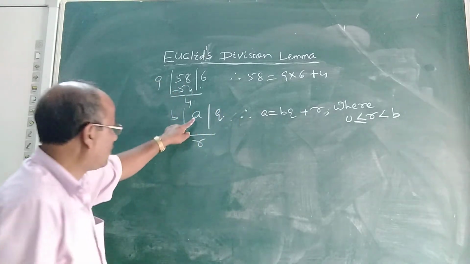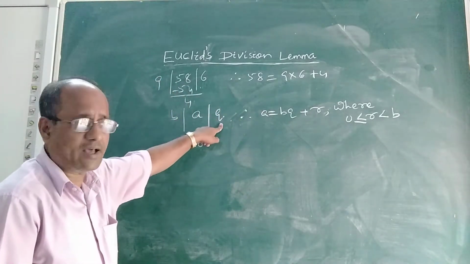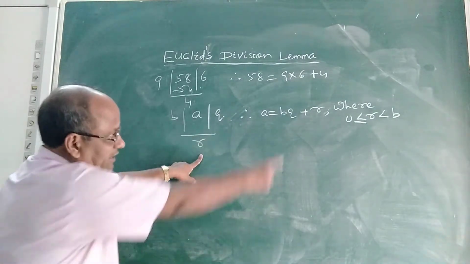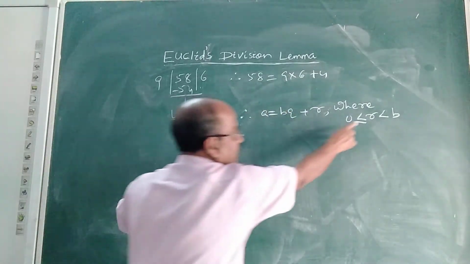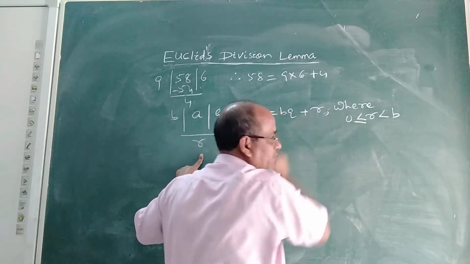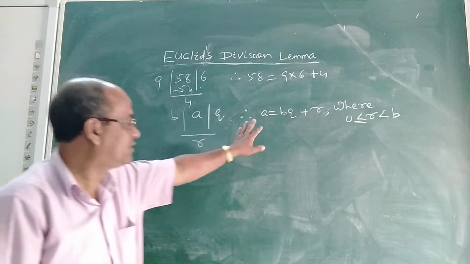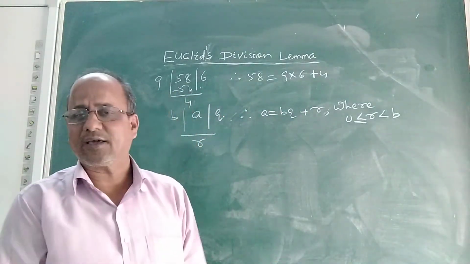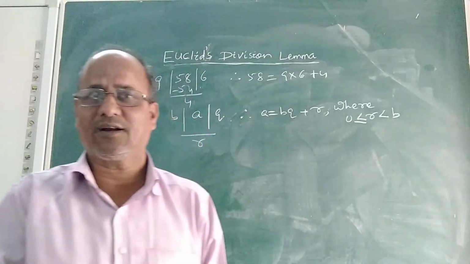That means on dividing a by b, if the quotient is q and the remainder is r, this r must satisfy that relation. It should be less than the divisor and greater than or equal to 0. So this is what is known as Euclid's division lemma. Now we can easily state what Euclid's division lemma is.